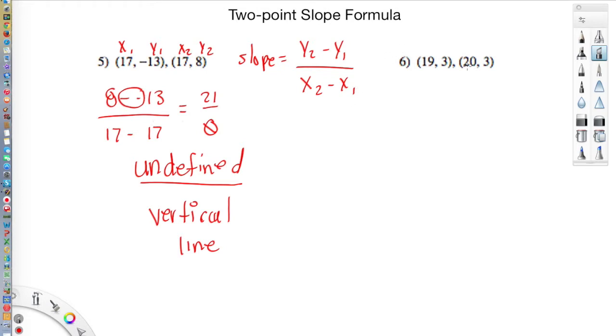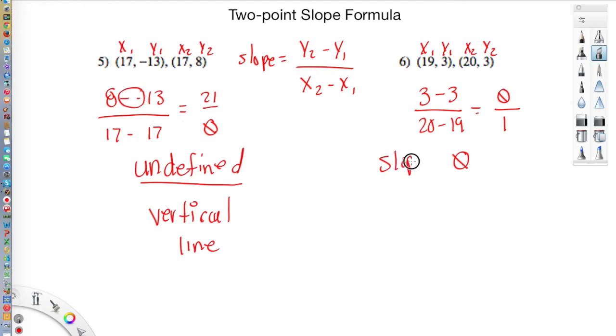Now number 6, we have another interesting scenario here. Again, we've got our first x value and our first y value, and then we have our second x value and our second y value. And y sub 2 minus y sub 1, that's 3 minus 3, and my x sub 2 minus my first x value, which is 19, now I get a 0 over 1. Now, 0 divided by 1 would be 0. And anytime you have a slope of 0, that means there's no rise. We're talking about a horizontal line.